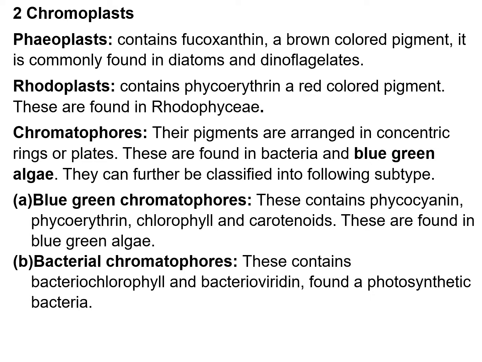Chromatophores have their pigments arranged in concentric rings or plates. These are found in bacteria and blue-green algae. They can further be classified into the following subtypes: blue-green chromatophores. These contain phycocyanin, chlorophyll and carotenoids. These are found in blue-green algae. The other type is bacterial chromatophores. These contain bacteriochlorophyll found in photosynthetic bacteria.